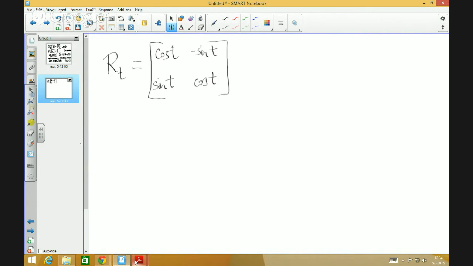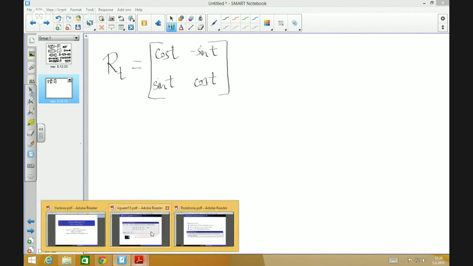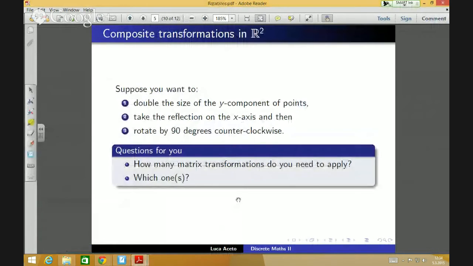Now, suppose someone, for instance me, asks you to devise transformations that do these three things to an object. You first have to double the size of the y component of a point. So you have point (x, y), you double the y component. Then you take the reflection of the resulting vector on the x-axis. And then you rotate whatever results by 90 degrees counterclockwise.